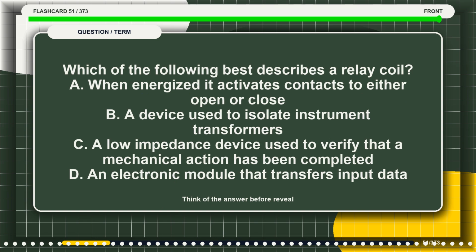Flashcard 51. Which of the following best describes a relay coil? A. When energized, it activates contacts to either open or close. B. A device used to isolate instrument transformers. C. A low-impedance device used to verify that a mechanical action has been completed. D. An electronic module that transfers input data. Think of the answer before the reveal.